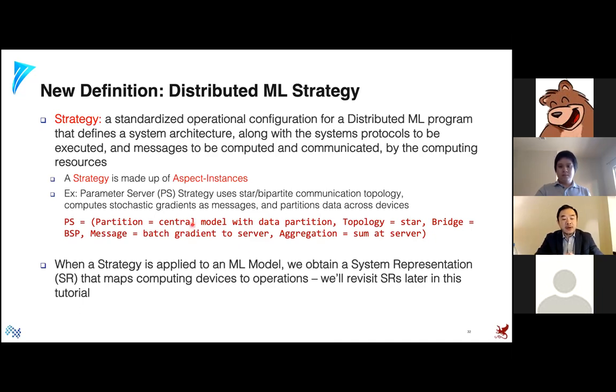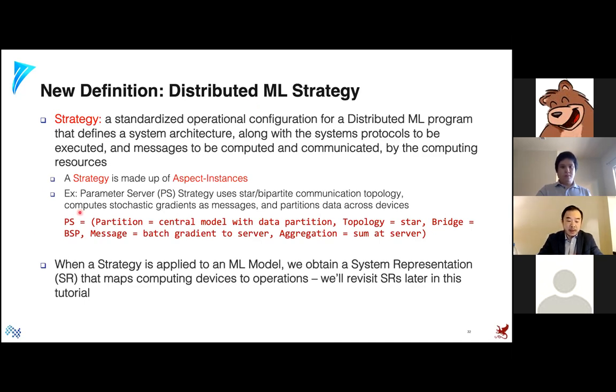So here I introduce a concise definition of what a strategy is. It refers to a standardized operational configuration for a distributed machine learning program that defines a system architecture along with the system protocols to be executed and also the messages to be computed and communicated by the computing resources. So it's a long sentence. It implies that a particular machine learning strategy for distributed computing is actually a tuple of multiple elements, each of which can be instantiated from a list of options.